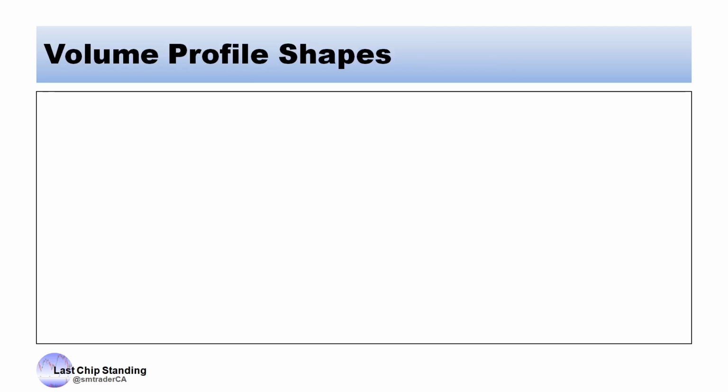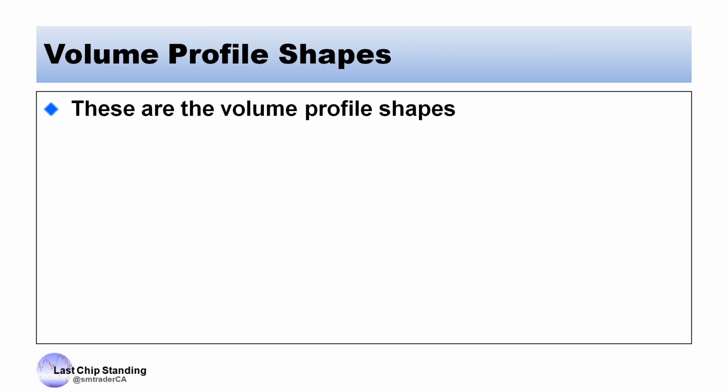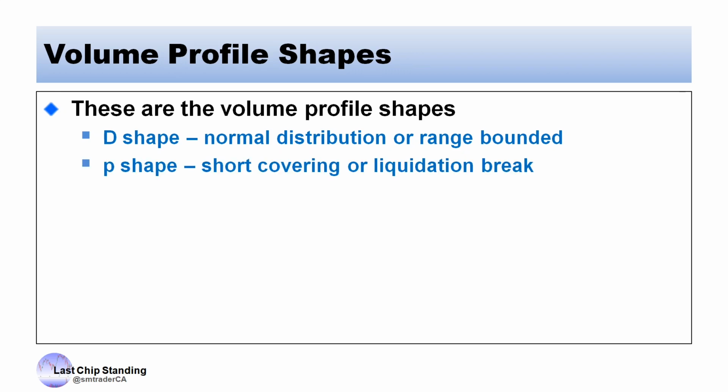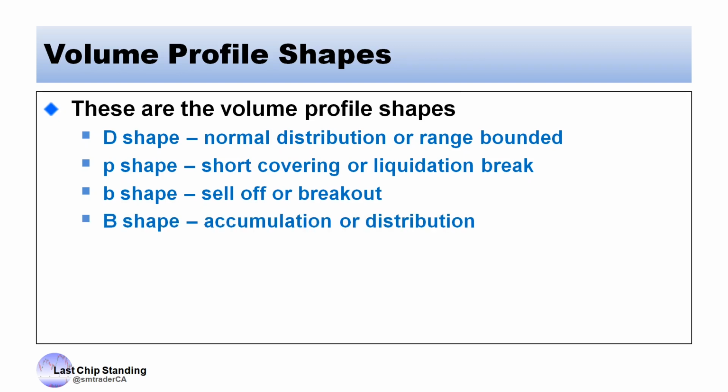So to summarize the different volume profile shapes and what each one of them represents in terms of price action, first is the D shape, which is the normal distribution, where the price has basically been trading in a range bound. And then the P shape, which is more of a short covering or a liquidation break. Then we have the small B shape, which is a sell-off or a breakout. Then the capital B shape, accumulation or distribution.